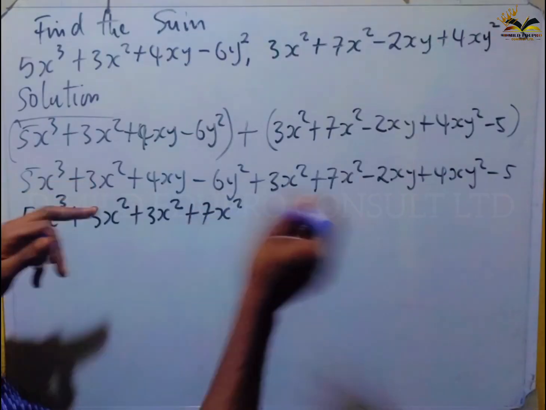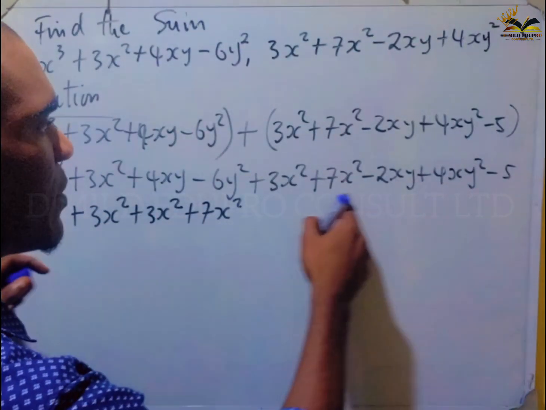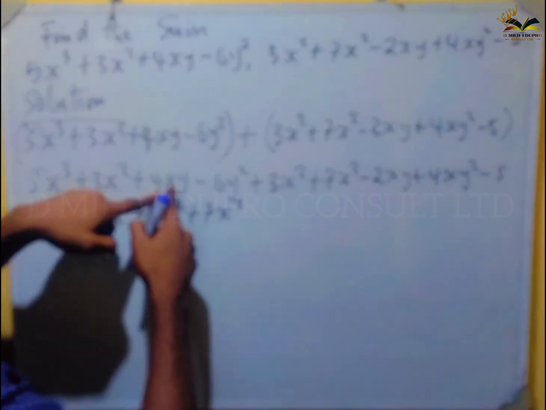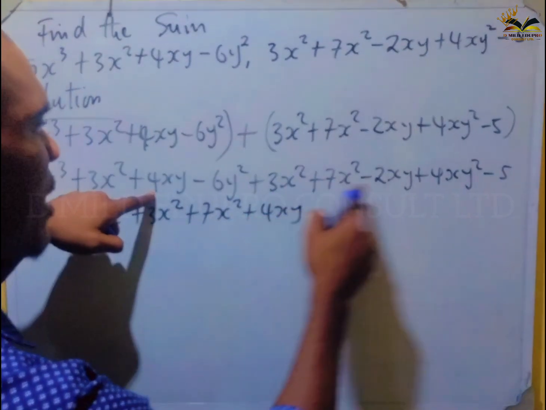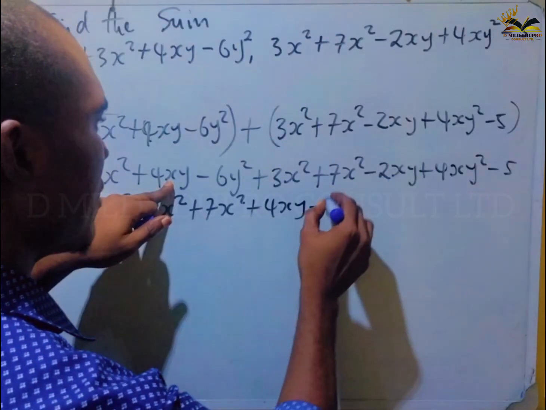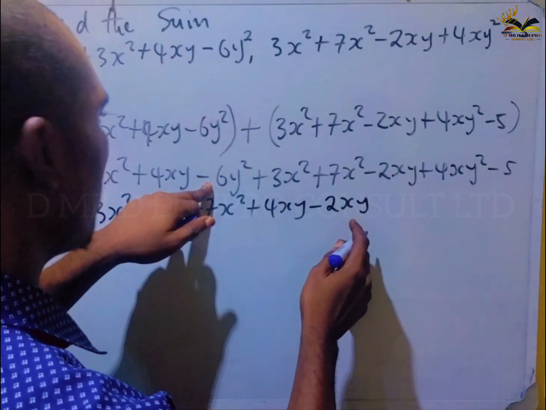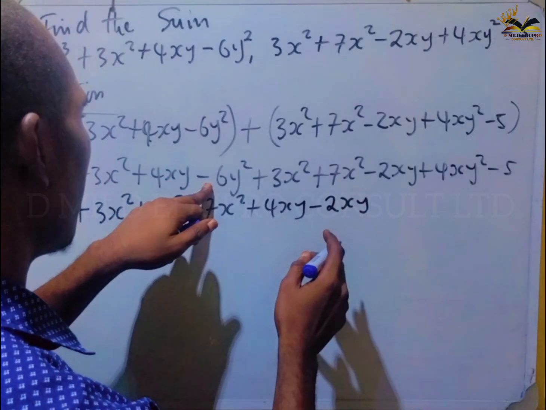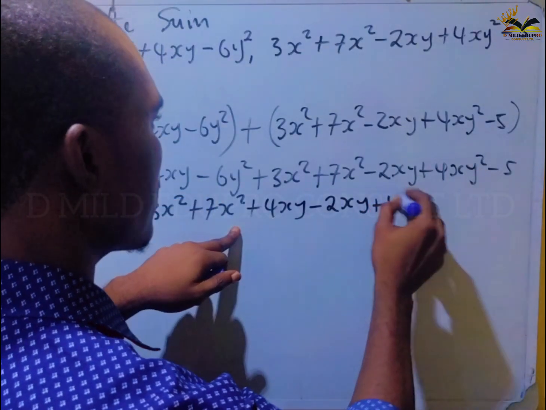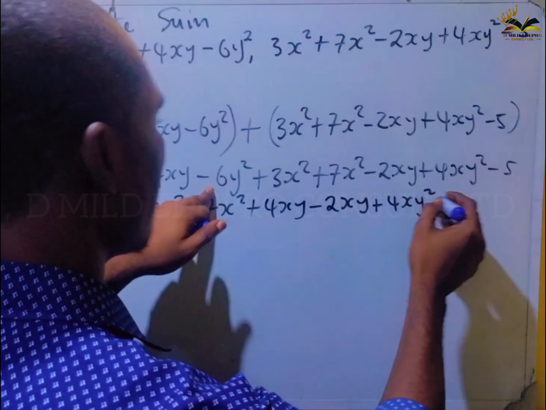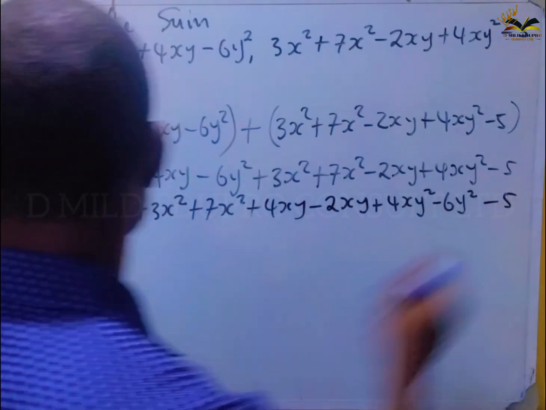Okay, x^2 is done. So let's go to power 1. Any x raised to the power 1 here? No. So we now go to xy. So we now have plus 4xy. Is there any other xy? Then minus 2xy. So we are done. Which other place do we have xy raised to the power of 2? Here we have plus 4xy^2, then minus 6y^2, then minus 5.